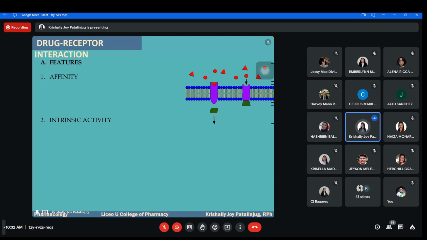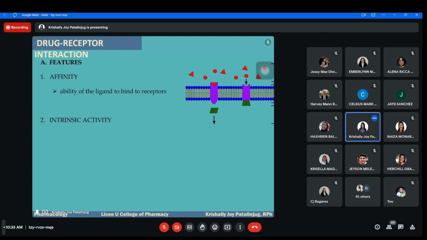When we say affinity, of course, any ligand must have this property or feature, and this tells the ability of the ligand to bind to a receptor. Its ability to bind to the active site of the receptor. Ligand, as long as it is present in the receptor targeting substance, may it be endogenous or exogenous, it must exhibit this feature. It should bind actively to the active site of the receptor.